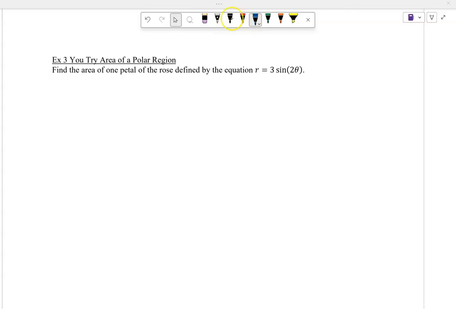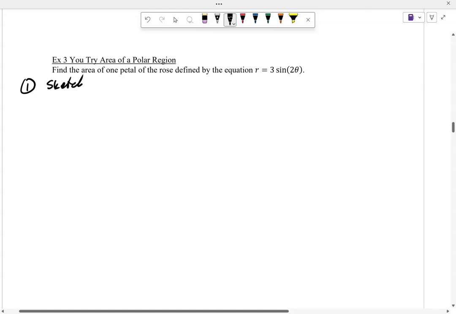Another great problem, you guys, to pause the video on and go ahead and try it first. But let's go ahead and sketch this in Cartesian coordinates again with our thetas and our r's. Our period here is 2 pi over 2, so our period is pi.